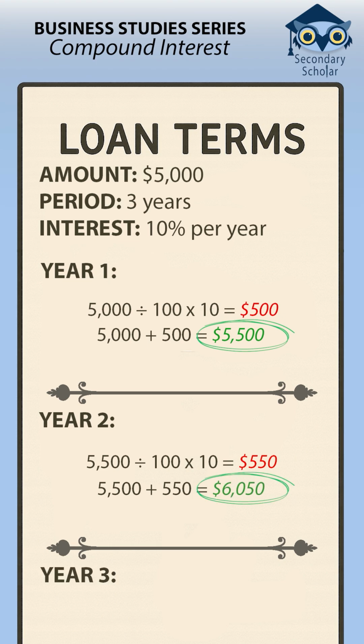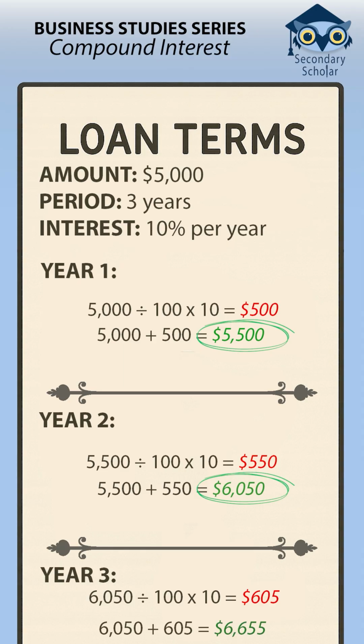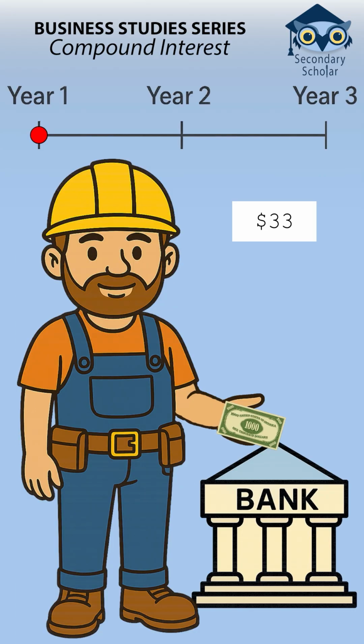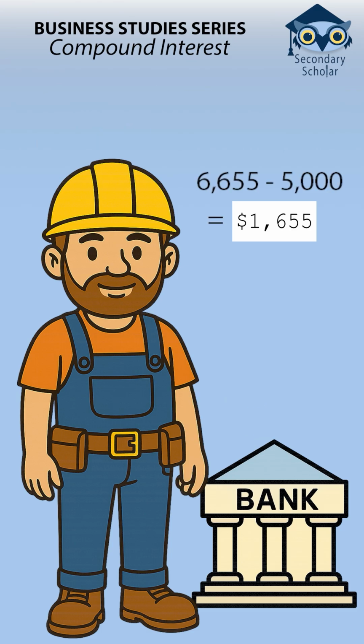Year 3. Once again, we calculate interest on the updated total. 6,050 divided by 100 multiplied by 10 equals $605. By the end of year 3, Bob owes 6,050 plus 605 equals $6,655. That means Bob has paid a total of $1,655 in interest over 3 years, because $6,655 minus $5,000 equals $1,655.